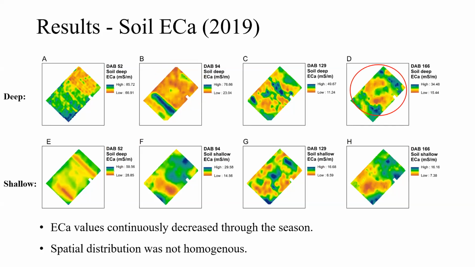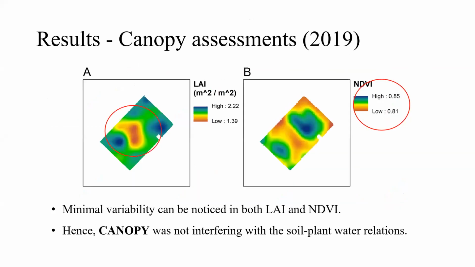For shallow soil, a small portion of the southwestern and northeastern sections had lower ECa. At 94 DAB, lower ECa in the southwestern section was noticed, and at 166 DAB, lower ECa values were in the northwestern section of the vineyard compared to the rest of the vineyard. So we are trying to prove that the canopy was not a confounding factor affecting the soil-plant water relations.